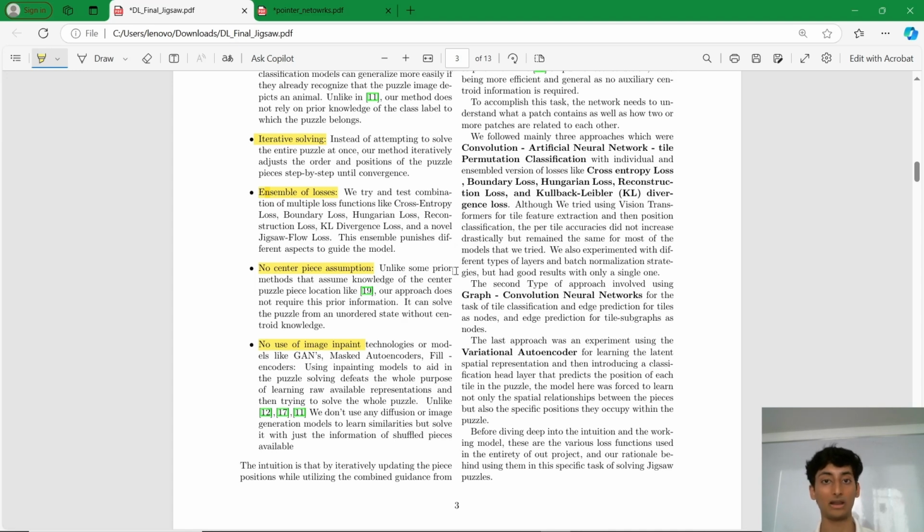I may be wrong and you may correct me in this, but it's not solving the image, it's like cheating and getting your way through and just getting the output of the solved image. So we haven't used GANs, masked autoencoders, fill encoders, or any inpainting methods to aid in the puzzle solving, because it defeats the whole purpose of learning raw available representations and then trying to solve the whole puzzle. So unlike all of these papers that I've cited, we don't use any diffusion or image generation models to learn similarities, but solve it with just the information of the shuffled pieces that are available.